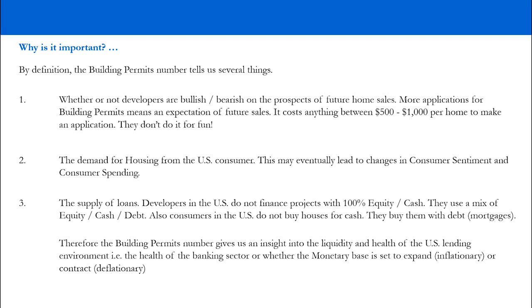The second thing it tells us is the demand for US housing from the US consumer, because it might eventually be a situation where we see changes in consumer sentiment and consumer spending. So for example, if building permits is very high, then it means that US consumers are actually looking at purchasing homes in the future. Otherwise, developers would not be making the applications, and this will drip down into consumer sentiment and consumer spending.